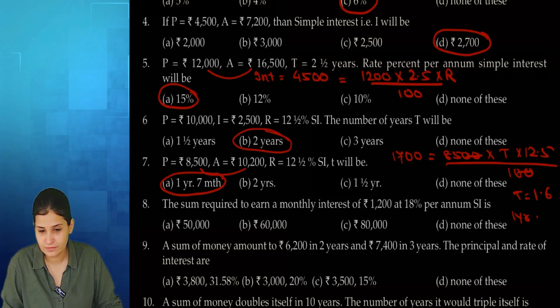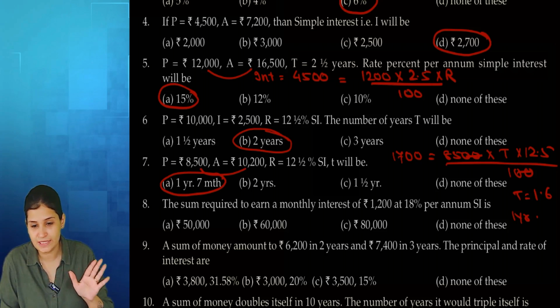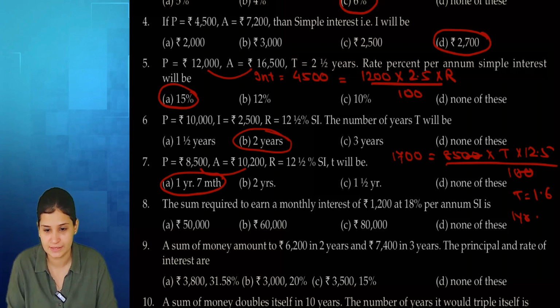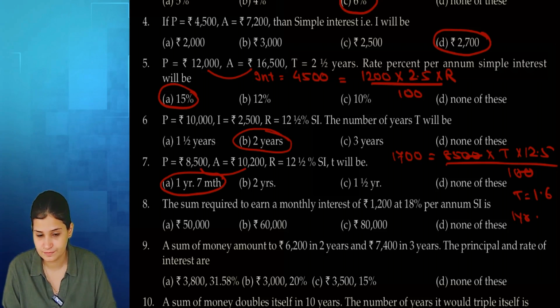Is it okay? Yes, ma'am. Everyone? We got 1.6 as the time. So 1 is 1 year, and 0.6 multiplied by 12 converts it into months. We get 7.2, that is approximately 7 months. Is it okay? Yes, ma'am.